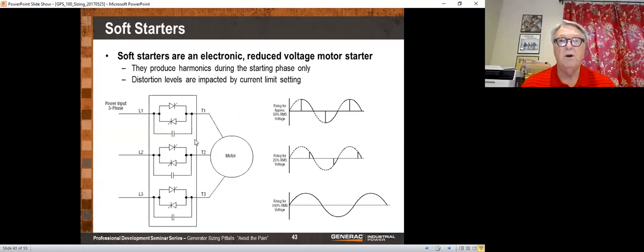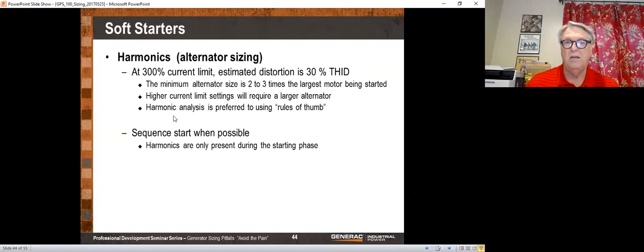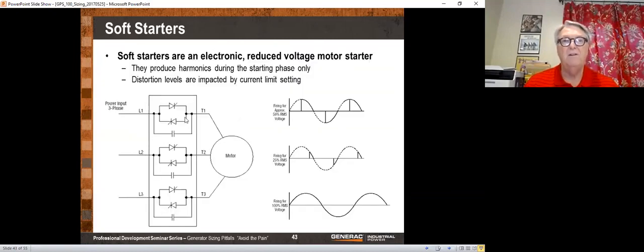Soft starters have harmonics only when they're starting, but not when they're running. This is a typical soft starter. It's got these two back-to-back SCRs, and basically they're just like gated valves, and they chop up your motor waveform. This is just like a light dimmer.